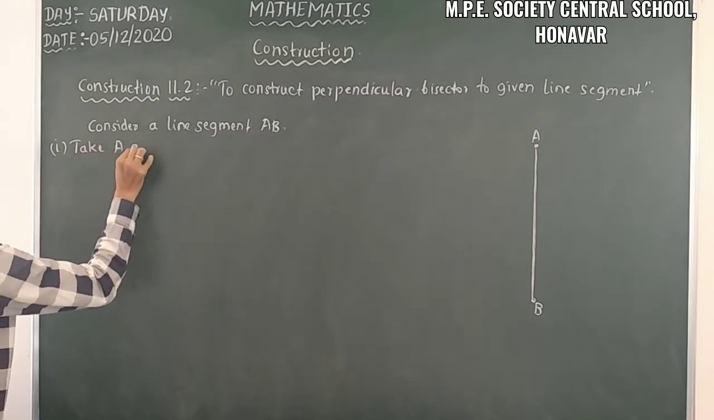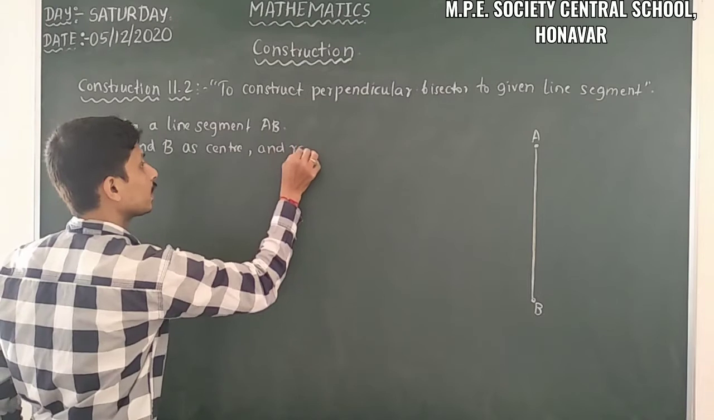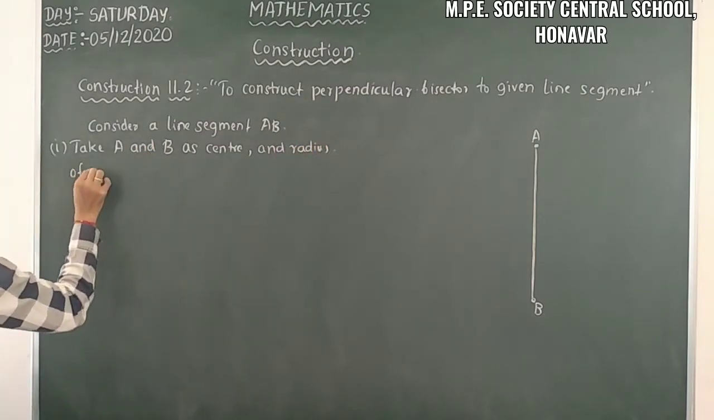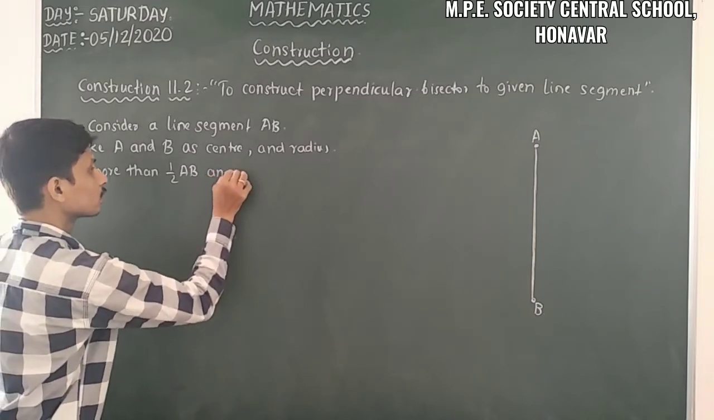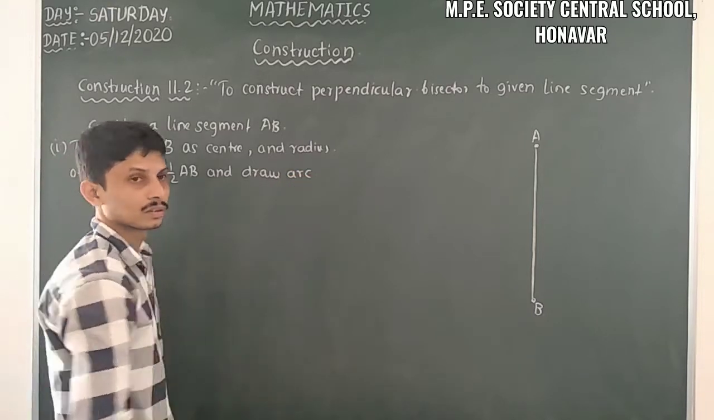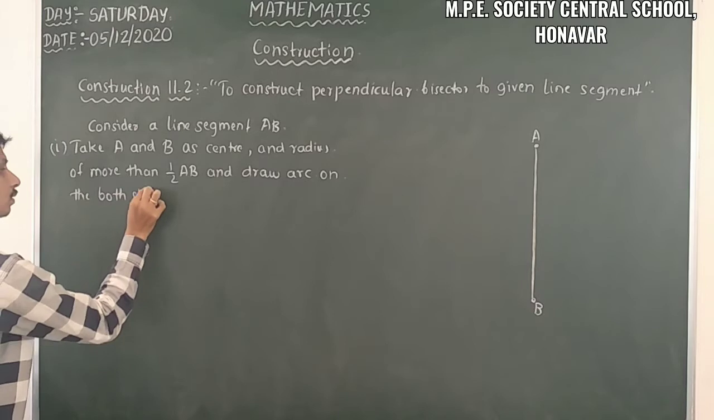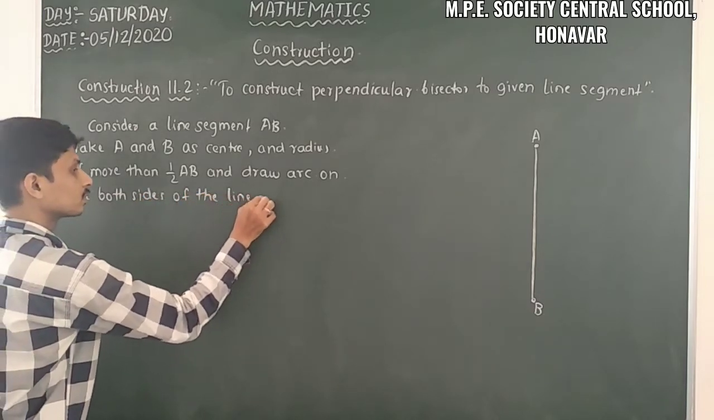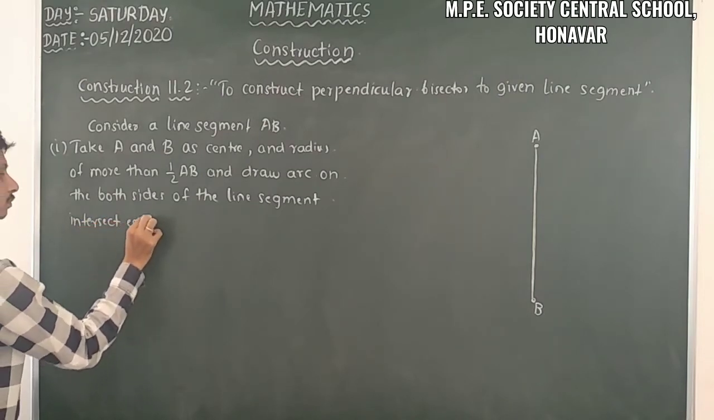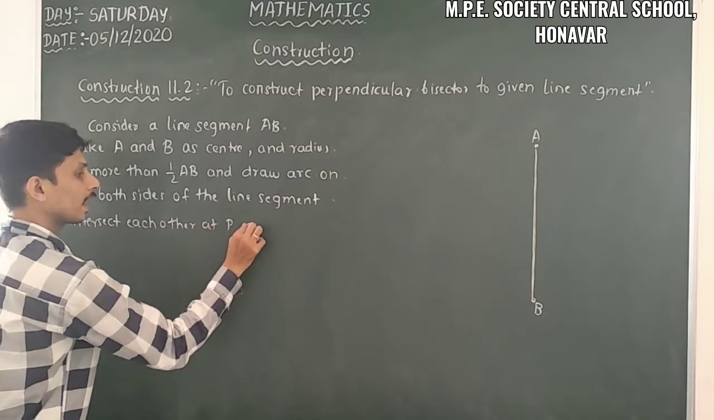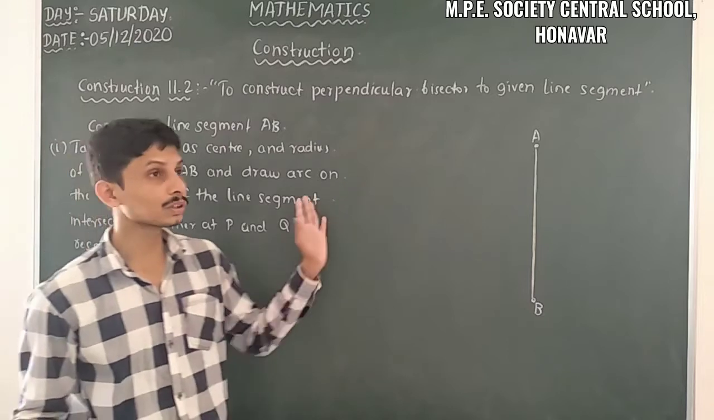Take A and B as centers and a radius of more than half of AB, and draw arcs on both sides of the line segment, which intersect each other at P and Q respectively. That is, P and Q are on both sides of the line segment.